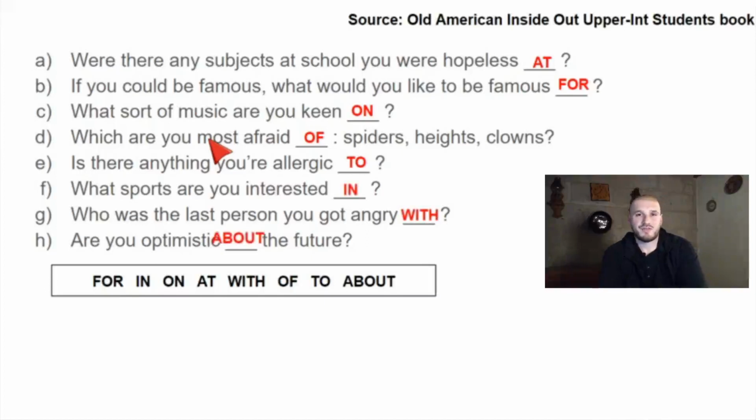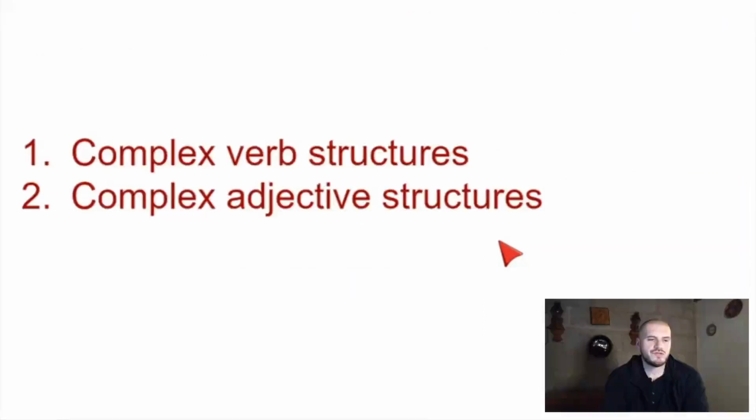Now you can answer these questions in the chat. That would be great. So you could say, for example, I am most afraid of clowns. I am keen on rock music. I was hopeless at math. Okay, that would be great. So those are the two things I wanted to see: lots and lots of examples of different verb structures, some more complex verb structures, and the same for more complex adjective structures, to try and expand your vocabulary when you're writing or speaking.